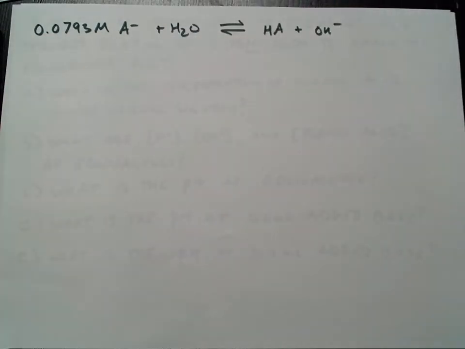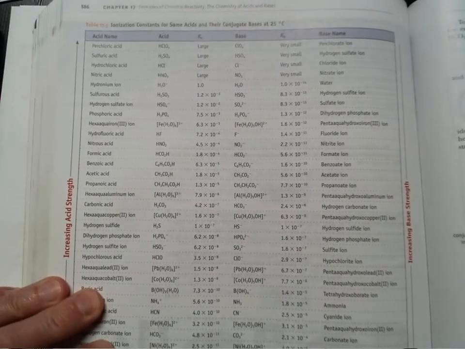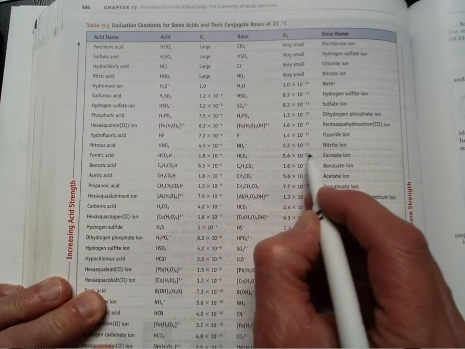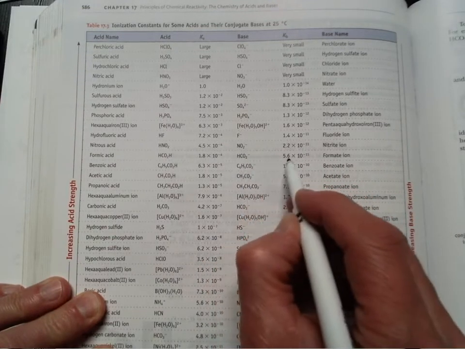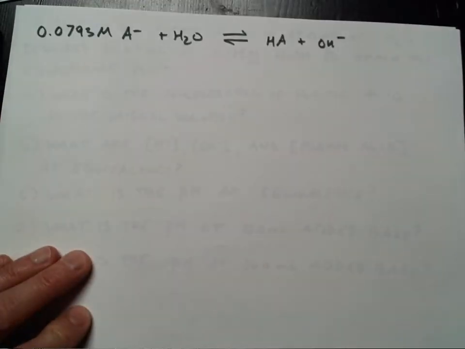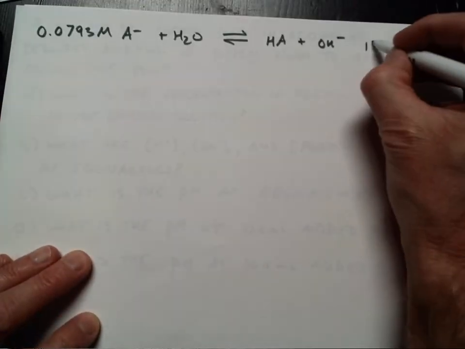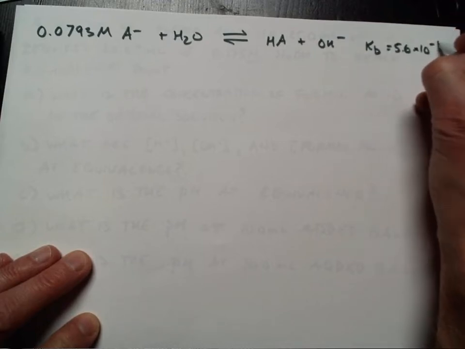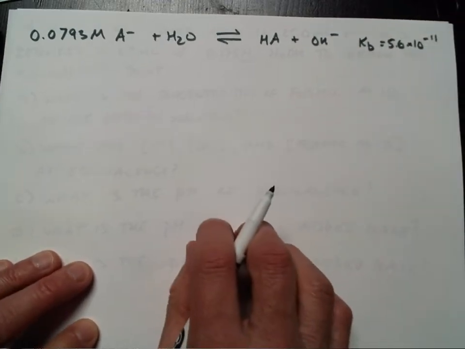And what's Kb for the formate anion? Well, let's get out my chart here. Formic acid and the formate anion. Okay, there it is. Let's use Kb for the formate anion, 5.6 times 10 to the negative 11. That's going to be helpful.